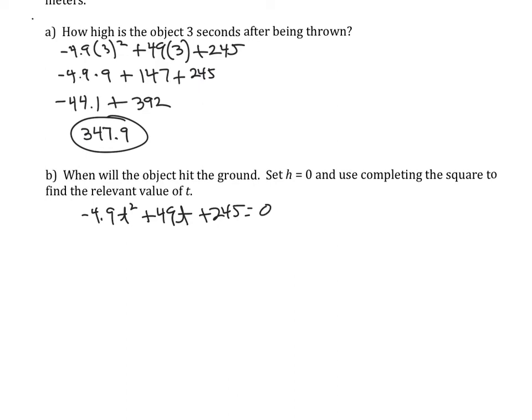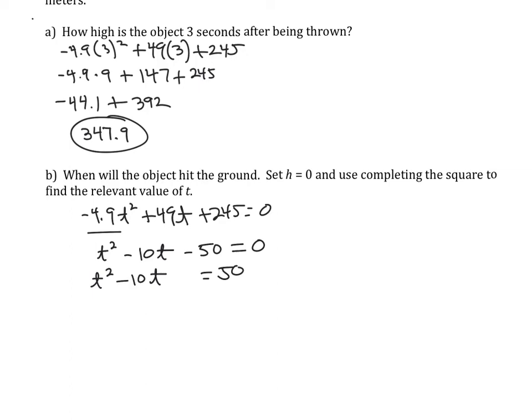So the first thing we'll do, as we've done before, is divide through by this coefficient, which will give us t squared, and then 49 divided by negative 4.9 gives us negative 10, and 245 divided by negative 4.9 gives us negative 50, and this is all equal to 0. Okay, so now we'll move the constant to the right side. t squared minus 10t is equal to 50.